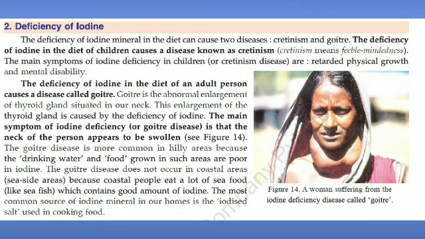Now come to deficiency of iodine. The deficiency of iodine mineral in the diet can cause two diseases, cretinism and goiter. The deficiency of iodine in the diet of children causes a disease known as cretinism. Cretinism means feeble-mindedness. The main symptoms of iodine deficiency in children or cretinism disease are retarded physical growth and mental disability.